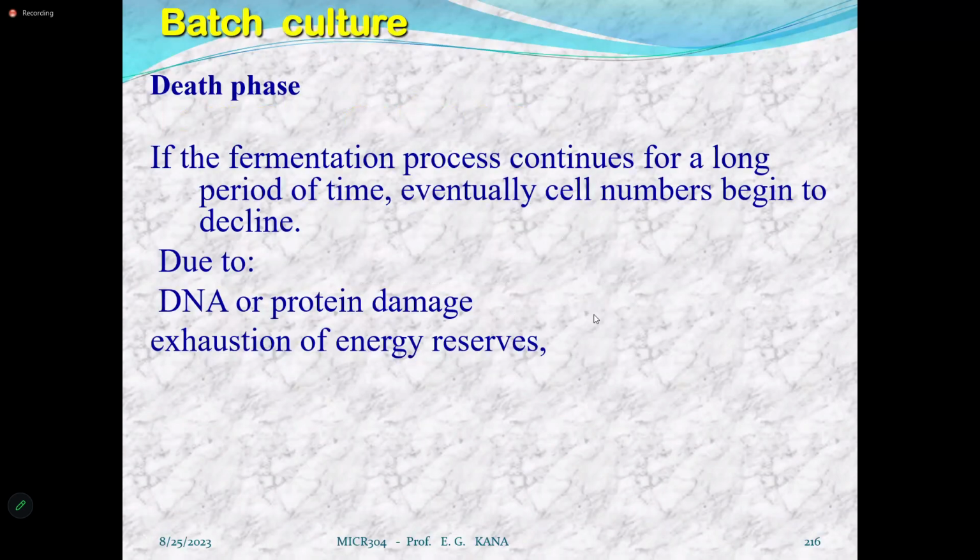Obviously, you're going to reach a dead phase, a scenario in which cells are not multiplying, but they are dying. After the deceleration phase, you enter the stationary phase, and after the stationary phase, the culture enters the dead phase. In the dead phase, cells are not multiplying, but they are dying. The number of cells is virtually reducing.